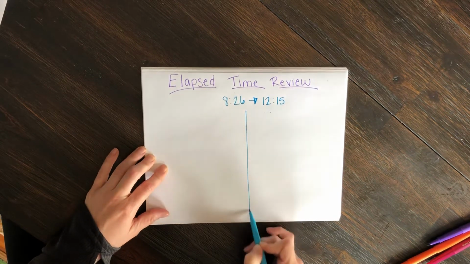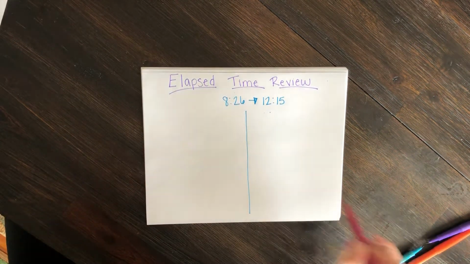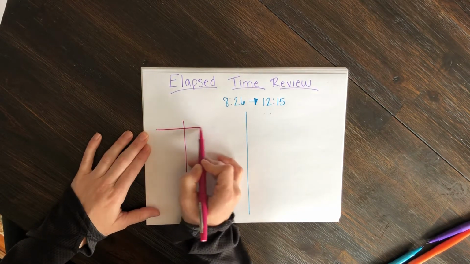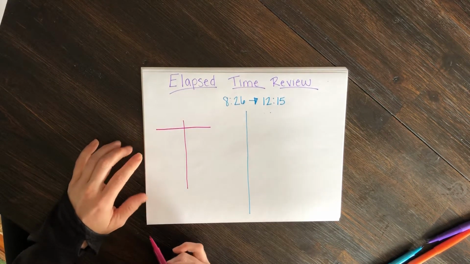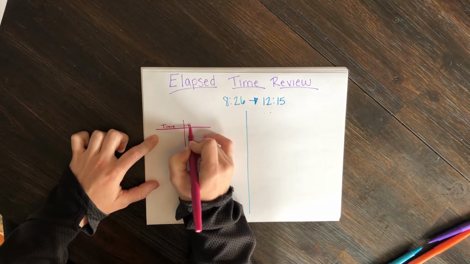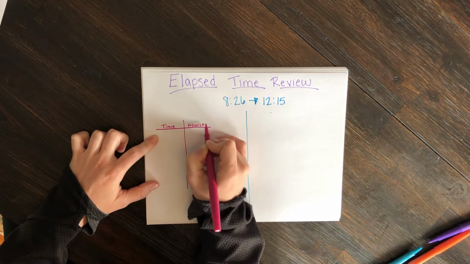Today I'm going to show you two strategies that we use. The first one is a T-chart. For you parents, it looks just like a T. We use them a lot. And on this side, we're going to put our time. And on this side, we're going to put our hours and our minutes.